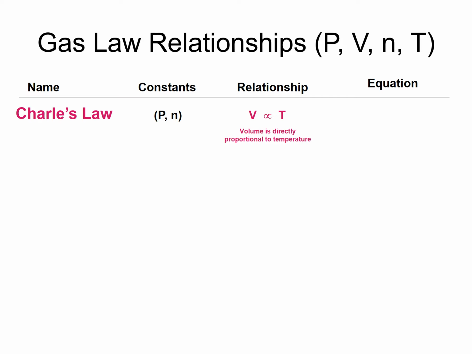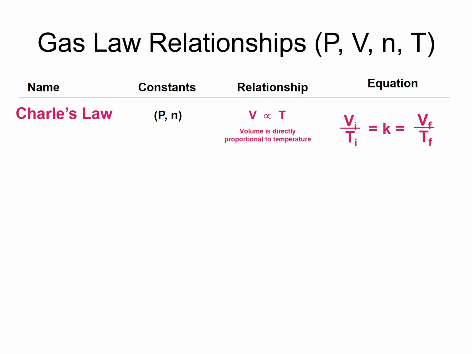The relationship is quite simple. Volume is proportional to temperature. This means, since it's a direct proportionality, that if temperature goes up, volume goes up. And conversely, if volume goes up, temperature should go up. Mathematically, we can say that the ratio of the volume to the temperature is always a constant.